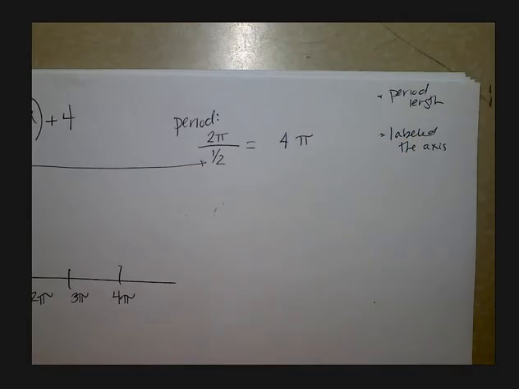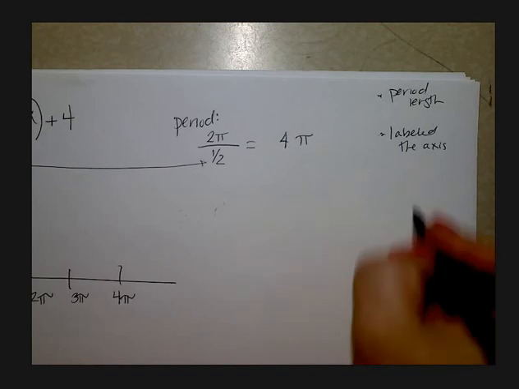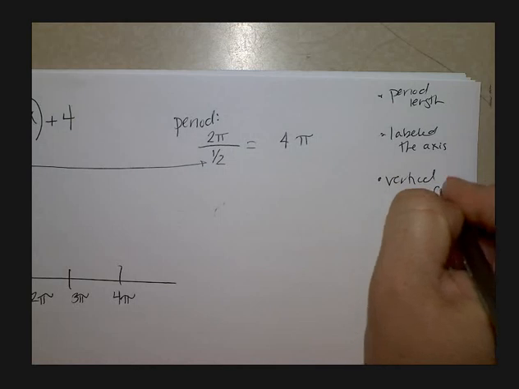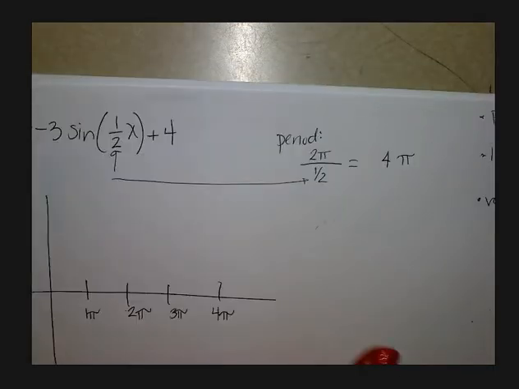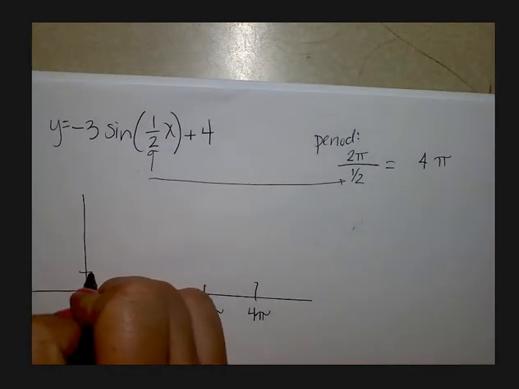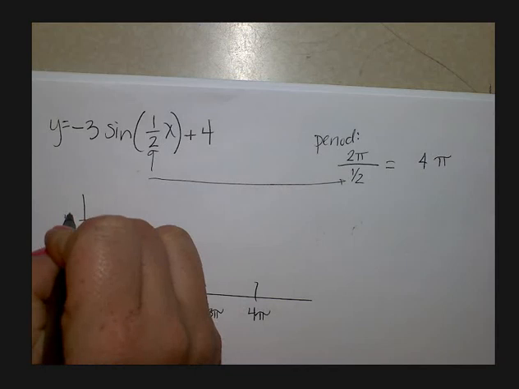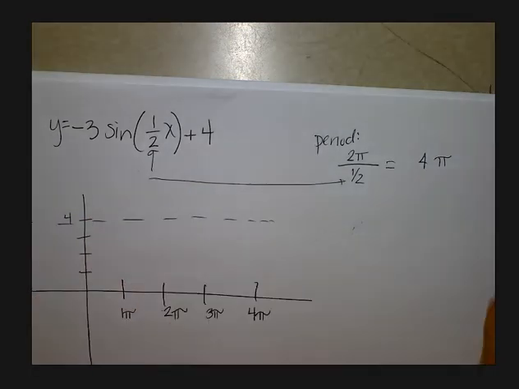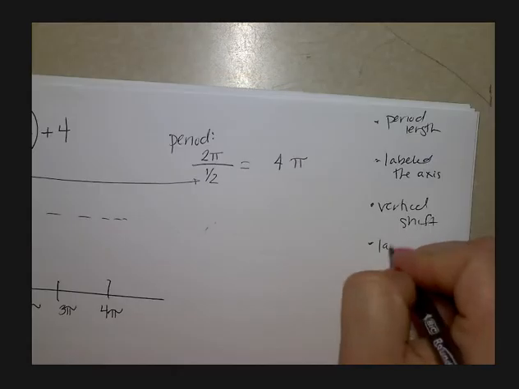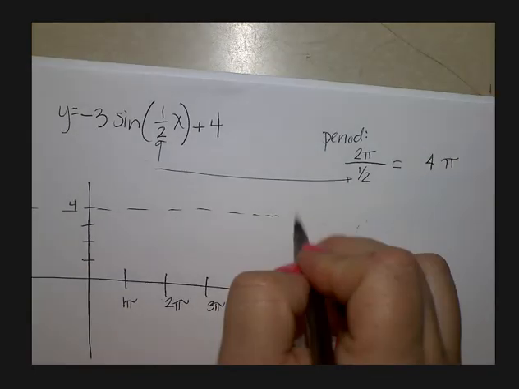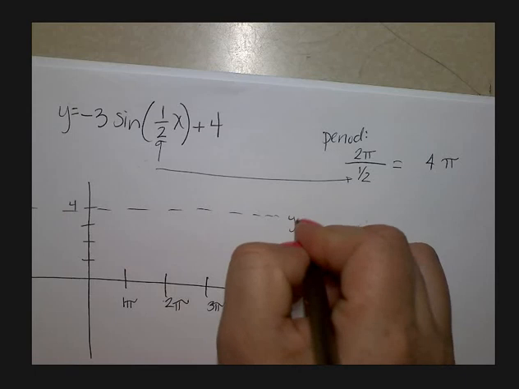Okay, your third thing is going to be the shift, vertical shift. So what is the vertical shift for this particular function, Roger? So everybody go up 4. 1, 2, 3, 4. Make a dotted line. And we have to label the midline. This midline has all y values of y equals 4.